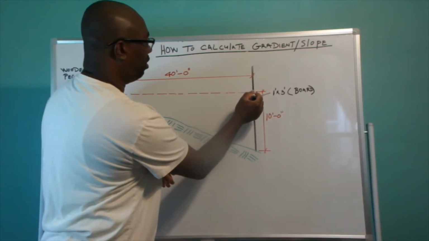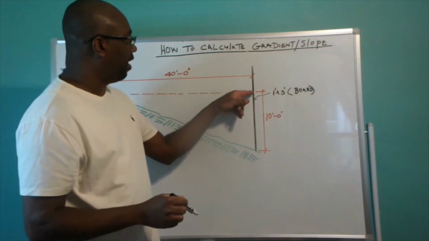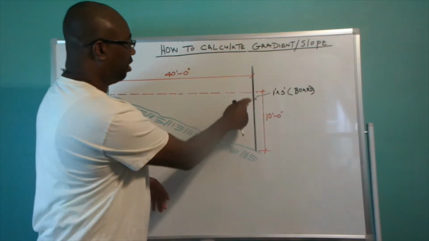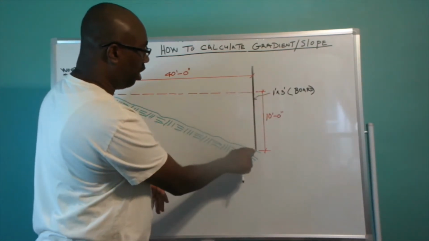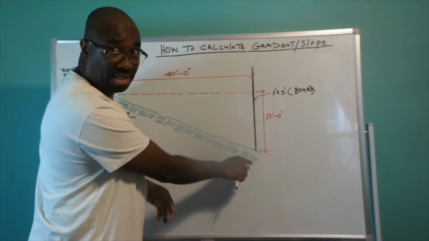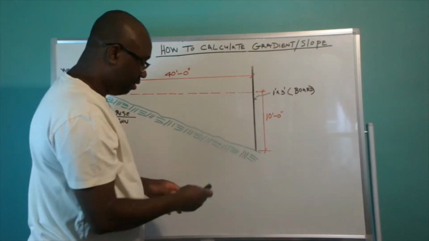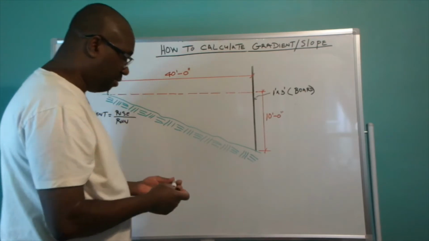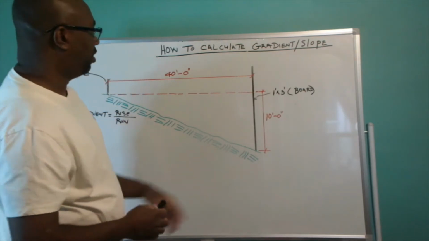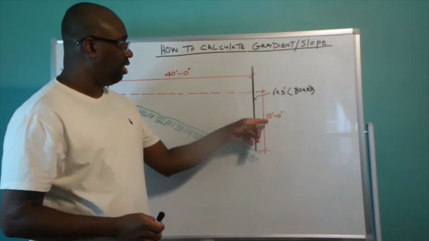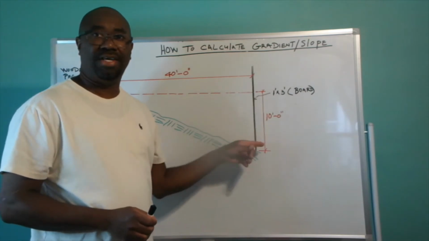Where it is level, say for argument's sake, it is level at this point here, you're going to tie the cord line here, and you're going to measure the distance from here all the way down to the base of the staff, right? So that measurement, let's say for argument's sake, is equal to 10 feet, right?